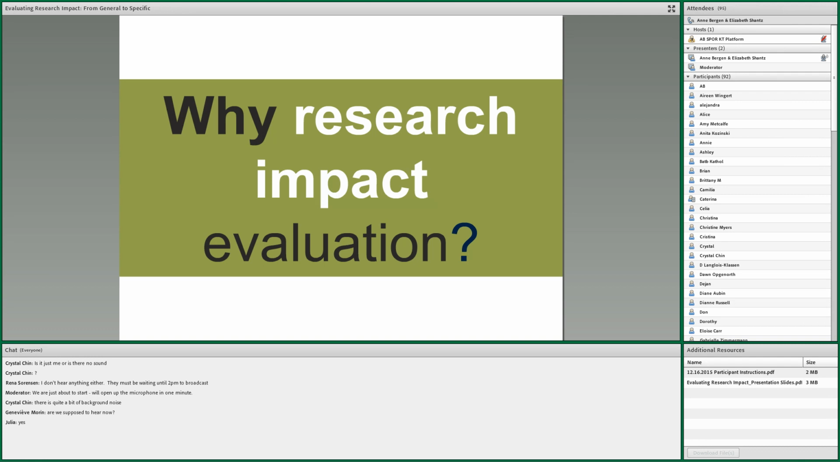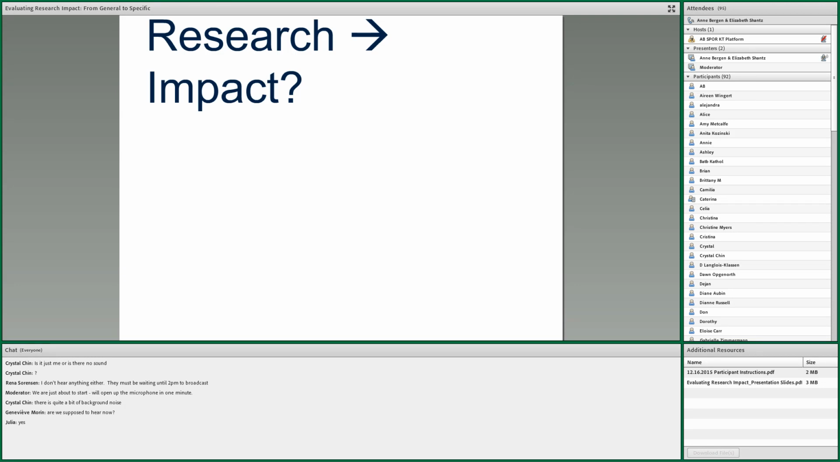What difference are they making in people's lives and in society? But the question of research impact is also tricky because there's not just one kind of impact, and impacts can be different at different times. So you want to ask the question, what kind of impact? When will the impact happen?